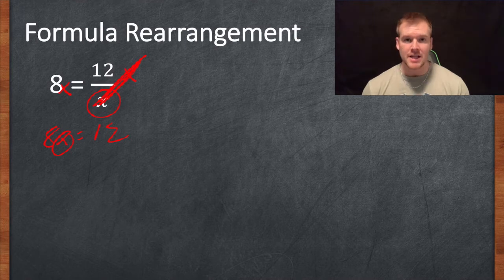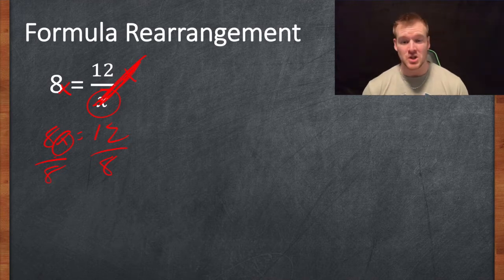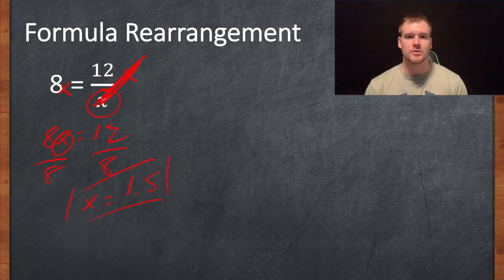How do I get rid of the 8? Well, it's being multiplied. I'm going to divide by 8. 8 over 12, that would be the same as 3 over 2, so that gives us x is equal to 1.5 as our answer. Okay, so just some algebra.